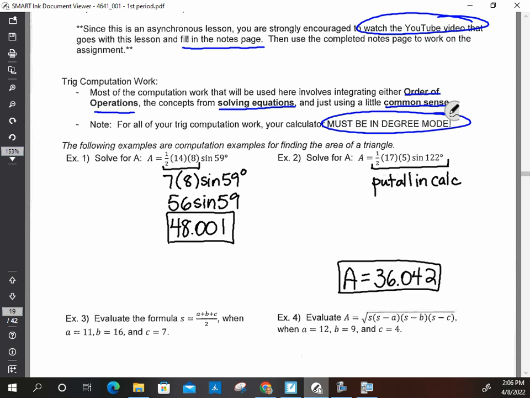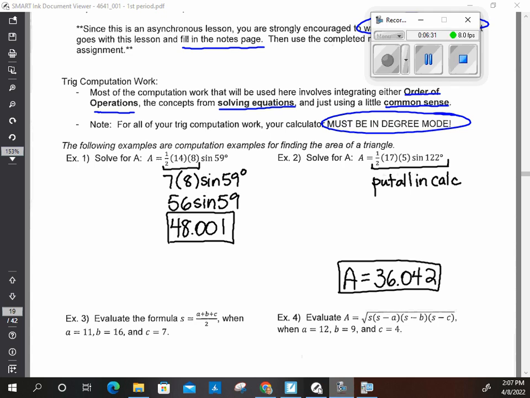If you don't want to put it all into the calculator, then you can do it exactly the way that we did it in example number 1. 1/2 times 17 gives you 8.5. 8.5 times 5, 42.5, and then 42.5 times sine of 122 gets you to your particular answer. So example 2 is simply to show you that you can put everything into the calculator and get your answer that way as well.